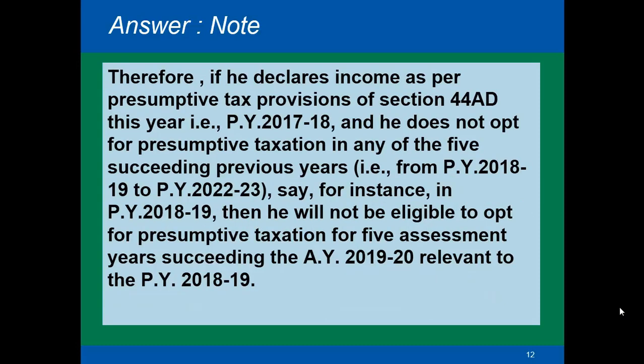Therefore, if Mr. Sivam declares income as per the presumptive tax provisions of section 44AD this year, that is the previous year 2017-18, and he does not opt for presumptive taxation in any of the 5 succeeding years, that is from previous year 2018-19 to previous year 2022-23, say for instance in previous year 2018-19, then he will not be eligible to opt for presumptive taxation for 5 assessment years succeeding the assessment year 2019-20, relevant to previous year 2018-19.